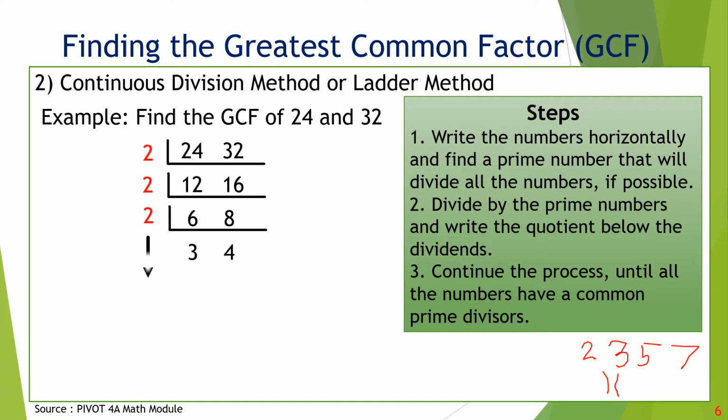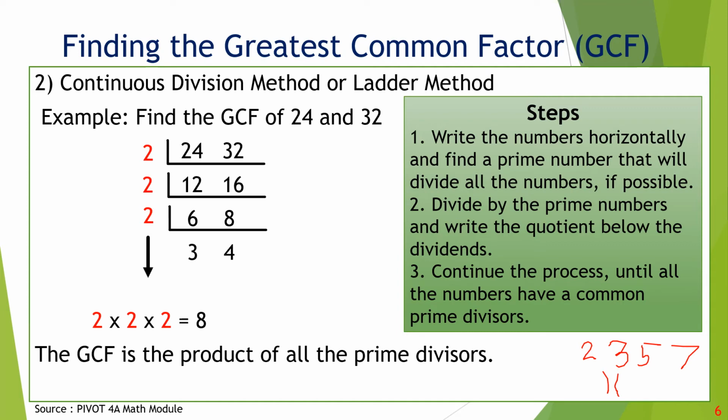So, ang gagawin natin ay multiply natin ng lahat ng prime divisors. So, 2 times 2 times 2 is equal to 8. So, since the GCF is the product of all the prime divisors, so, multiply po natin siya, then yung result ay yun po ang magiging GCF. So, therefore, the GCF of 24 and 32 is 8.